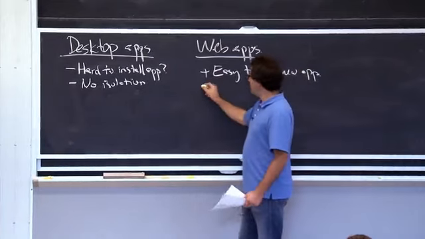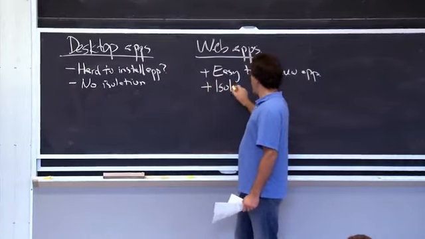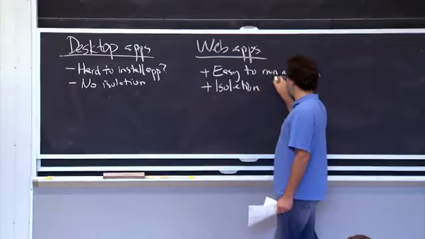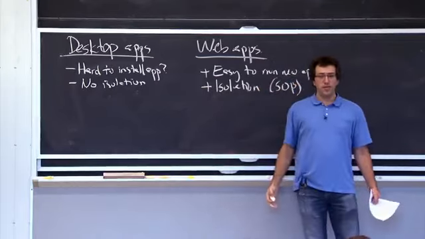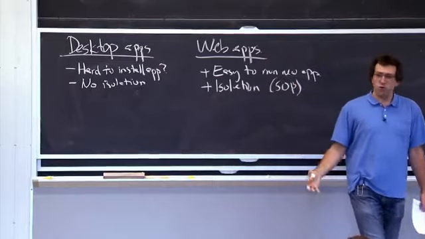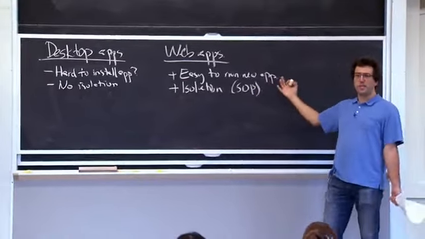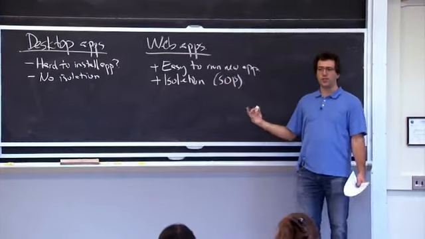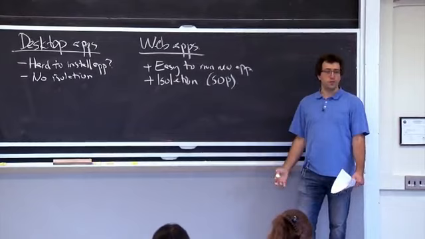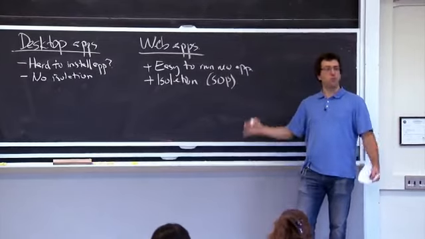Whereas in the web app case, there's actually some reasonable isolation. As long as you believe the same origin policy is correctly implemented by the browser, then you're in pretty good shape. It's reasonably safe to go to some arbitrary website and start using their application. It's not going to tamper with other sites that you have open in your browser, assuming they don't exploit some browser bug.